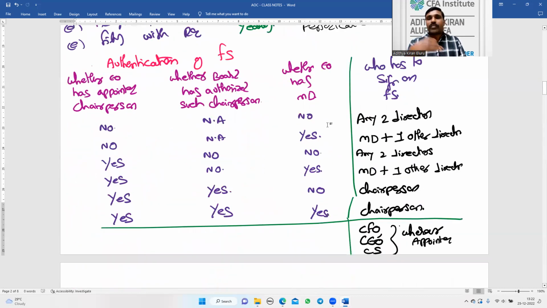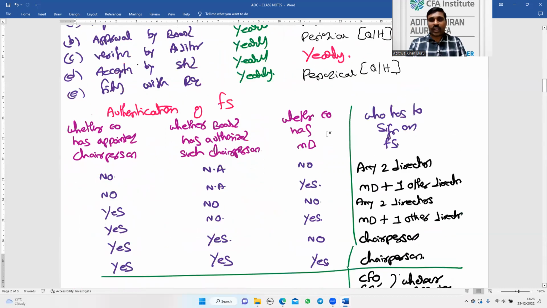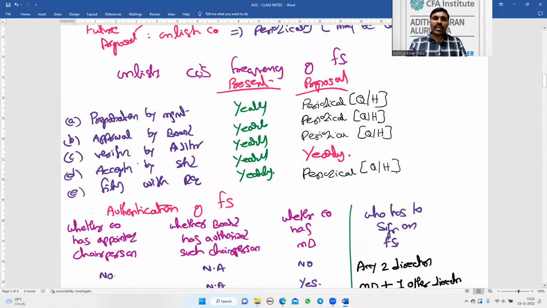Authentication of financial statements is based on whether the company has a chairperson or not. If the company has a chairperson, whether the board has authorized such chairperson or not, and whether the company has a managing director or not. Based on this, we have to determine who has to sign on the financial statements. So this is all about the financial statements.